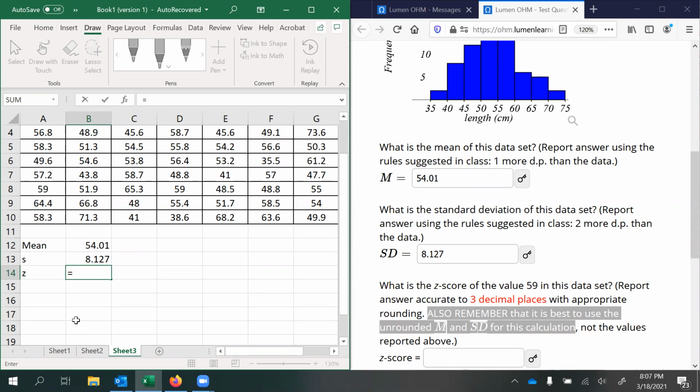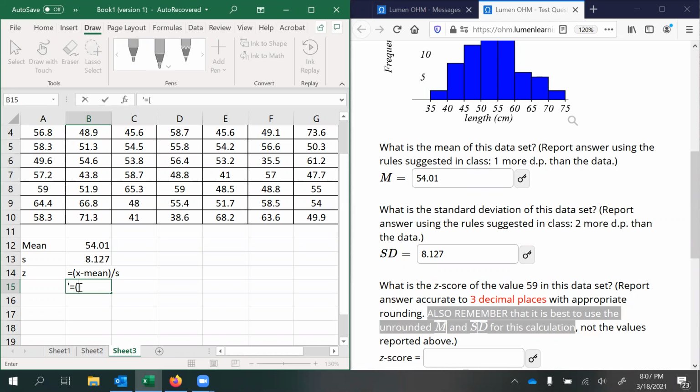So the z-score formula is you take the x value minus the mean, and as a quantity, you're going to divide that by the standard deviation. That's how you find a z-score. So z-scores tell you how many standard deviations from the mean your x value is.